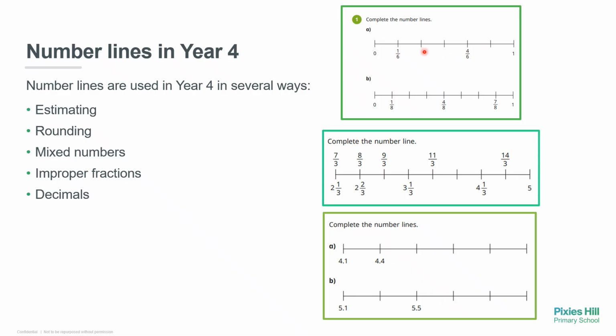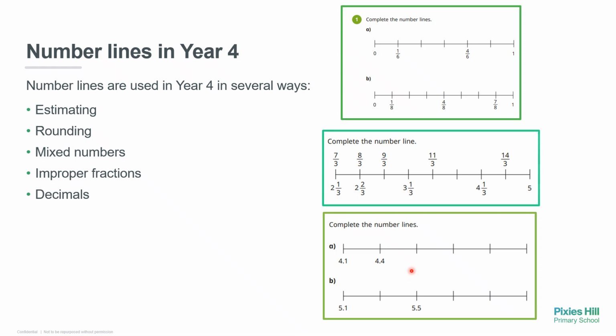In the next example, we have improper fractions. Now this is being used so that children can compare improper fractions on the top with mixed numbers. As we can see on this, 7/3 is equivalent to 2 and 1/3. 8/3 is equivalent to 2 and 2/3. So the children would be expected to fill in the gaps based on the information given, as improper fractions above the line and mixed numbers below.